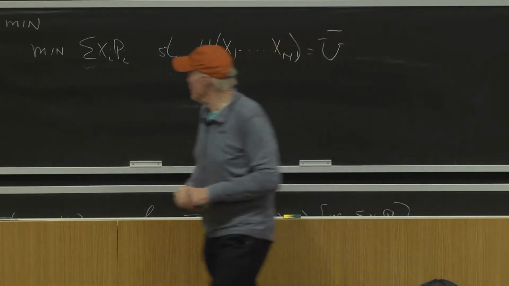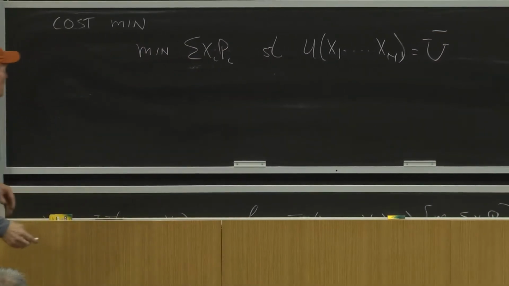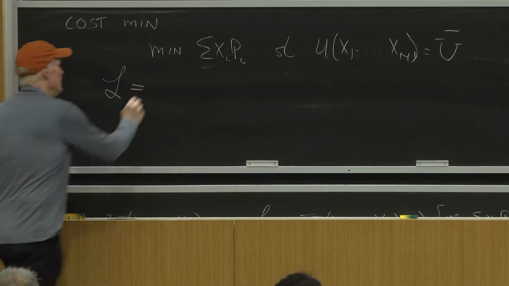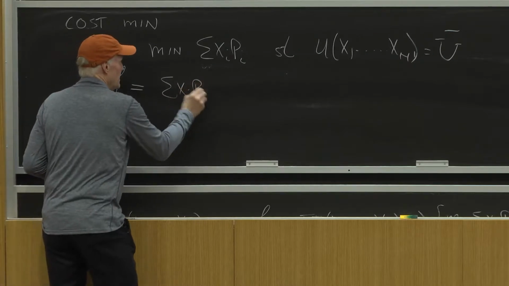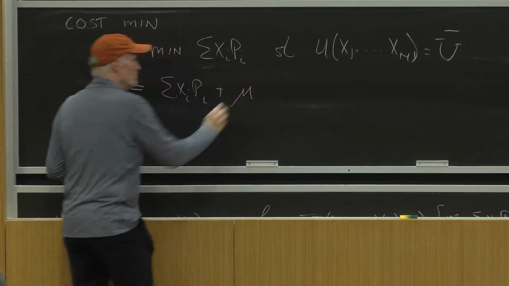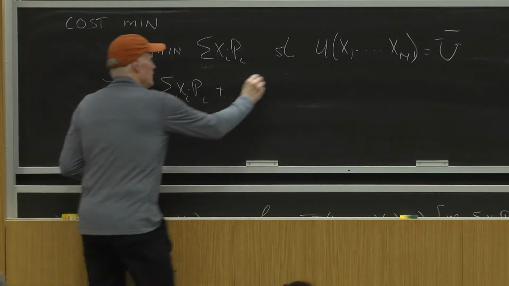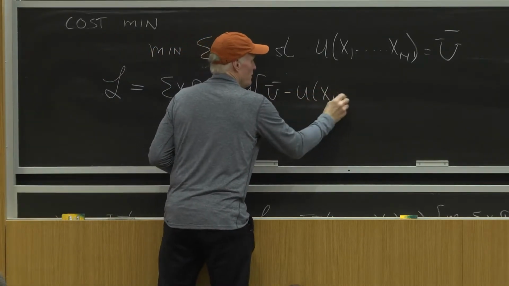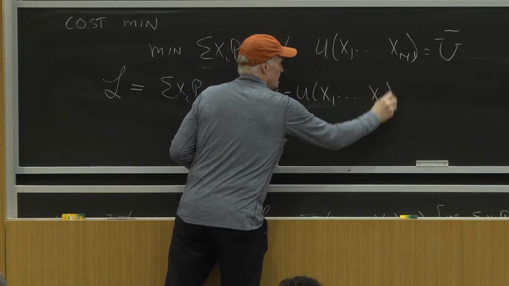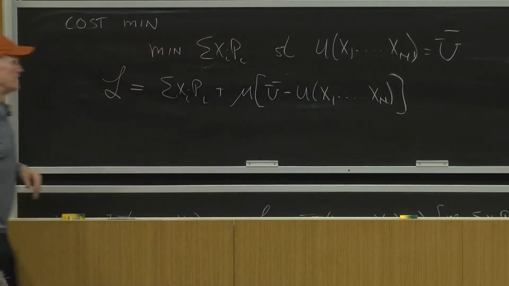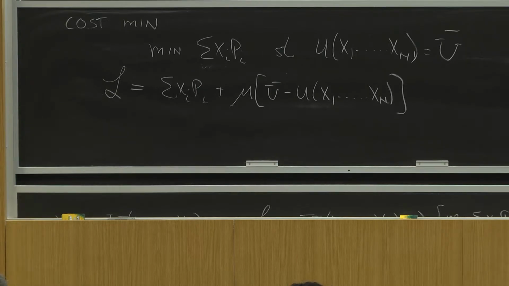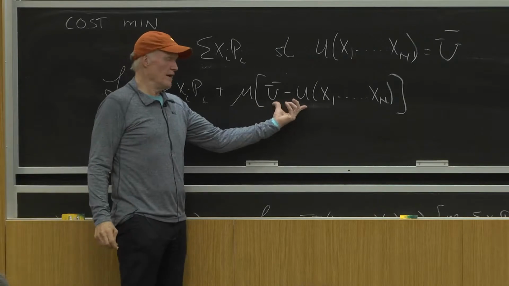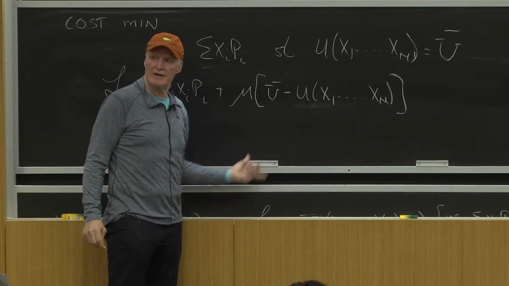All right. So how are we going to solve this problem? Well, we can look at the Lagrangian for this problem. L is the sum of the xi pi plus, I'll call a different multiplier mu, u bar minus u of x1 up to xn. Okay, so that's my dual formulation of the problem. I'm now going to minimize cost subject to a utility constraint, reaching that level of utility.